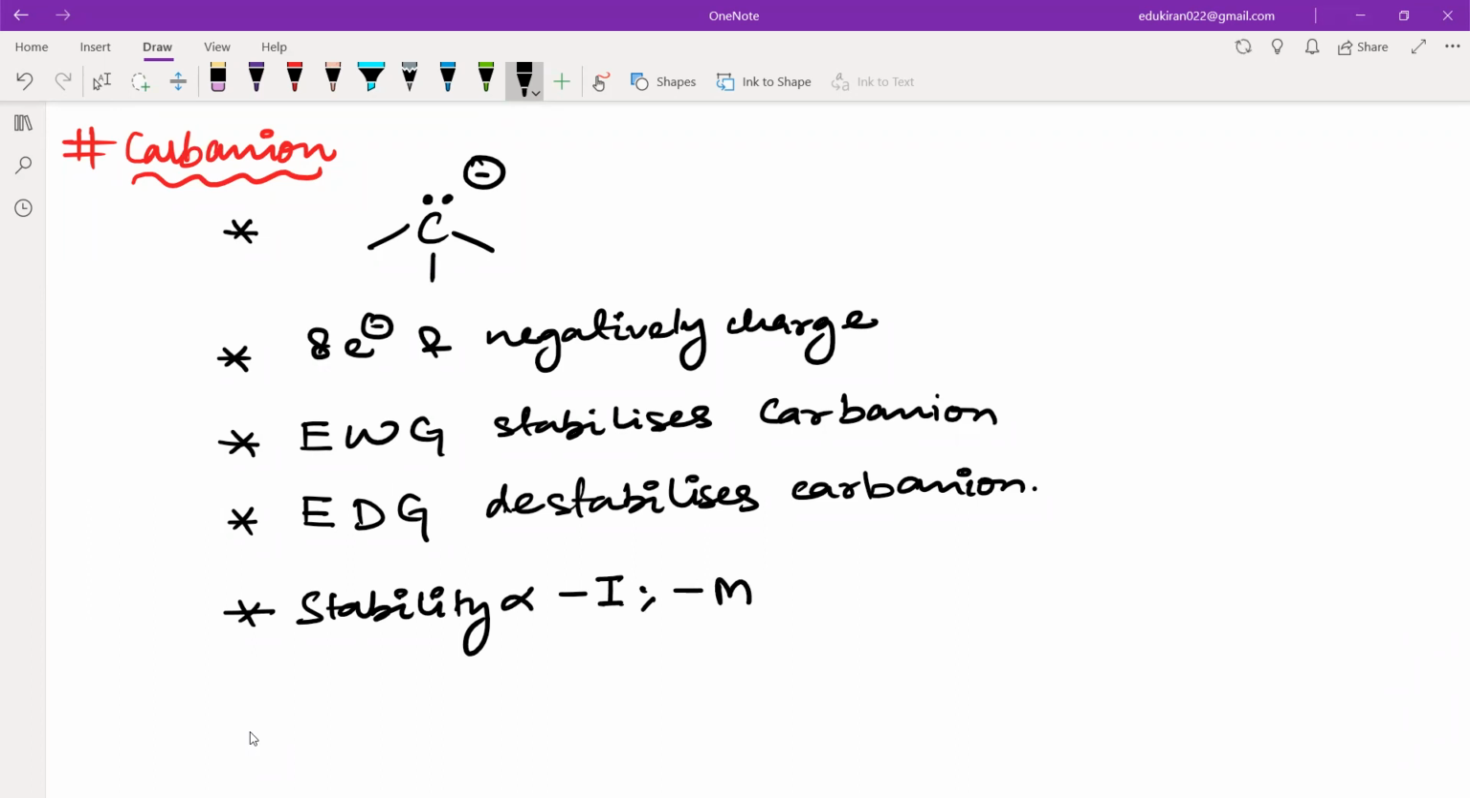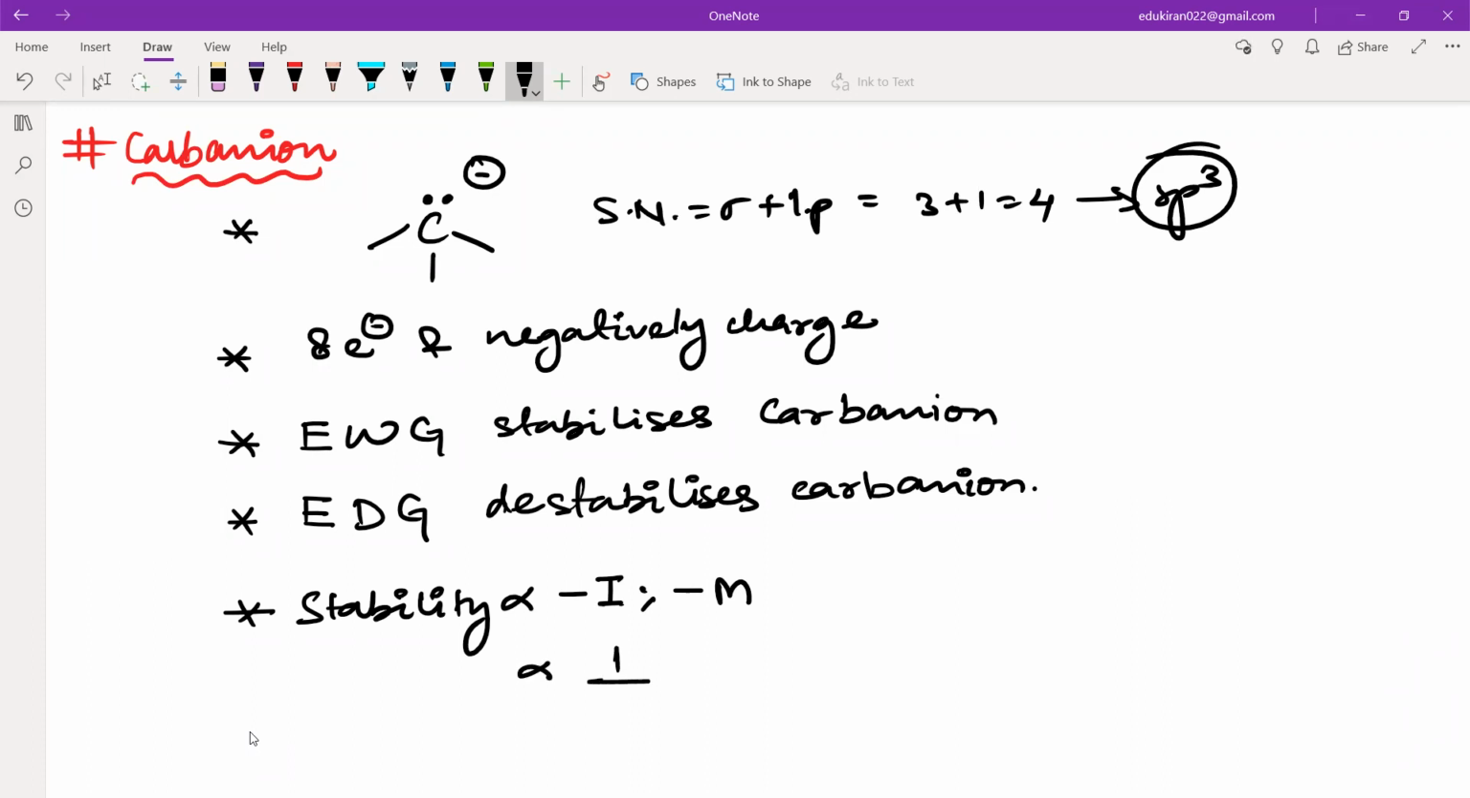Obviously there will be no hyperconjugation here because the steric number is the number of sigma plus lone pair, which is 3 plus 1, equal to 4. So here we have an sp3 hybridized carbon atom. It is not sp2, so there is no question of resonance, sorry, hyperconjugation. Hence stability is inversely proportional to plus I, and also inversely proportional to plus M. So write this down. Let me know if you're done.